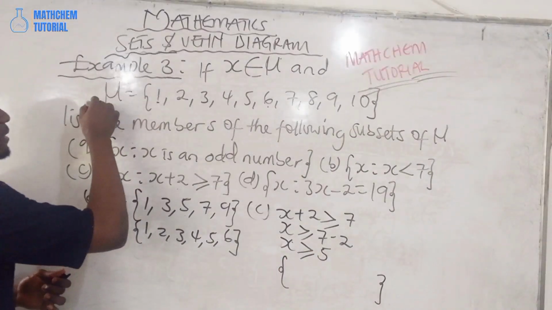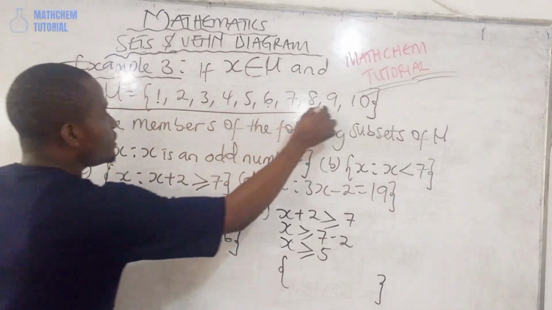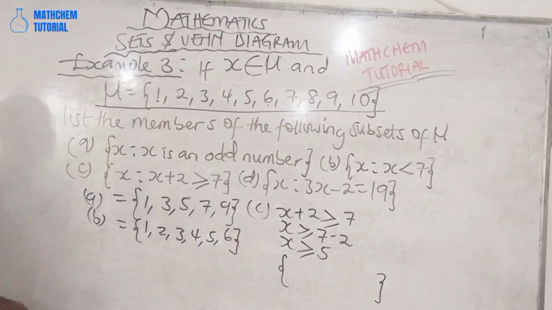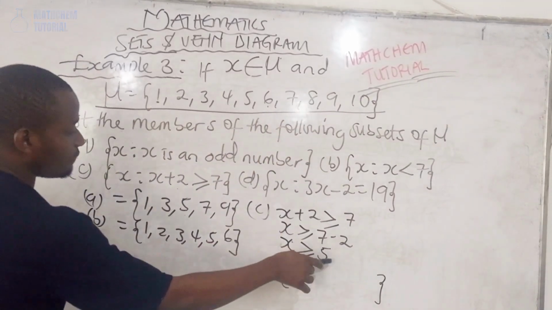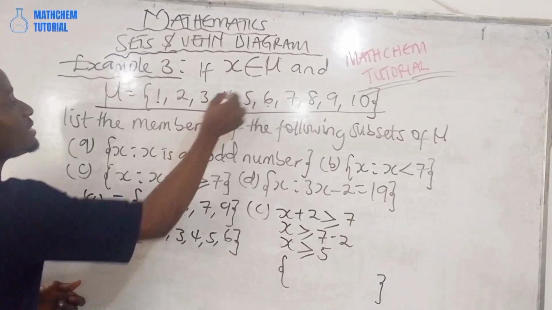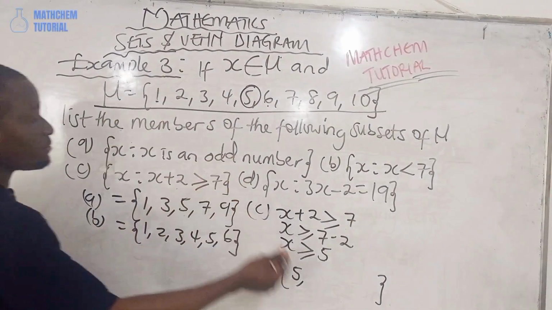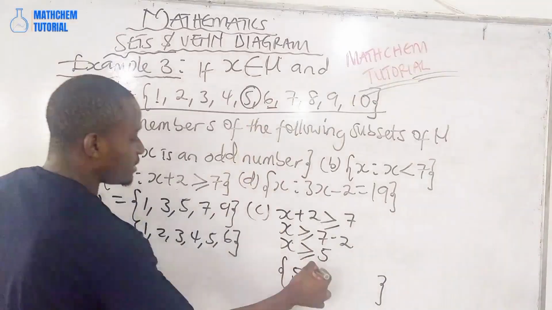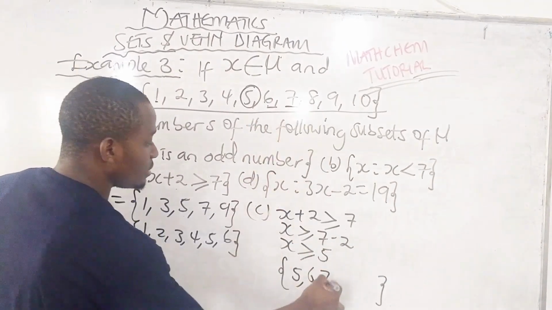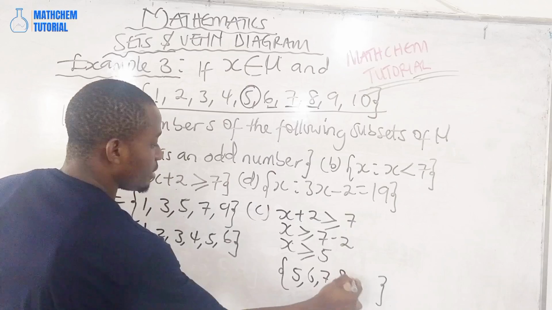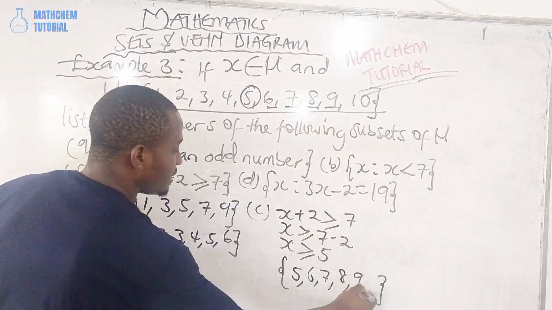And from this, remember I said our answer must come from this universal set. So we are told that X is greater than 5 or equal to 5. That means X can be 5. So 5 will be here, or greater than 5, which means I'm going to have 5, 6, 7, 8, 9, and 10.